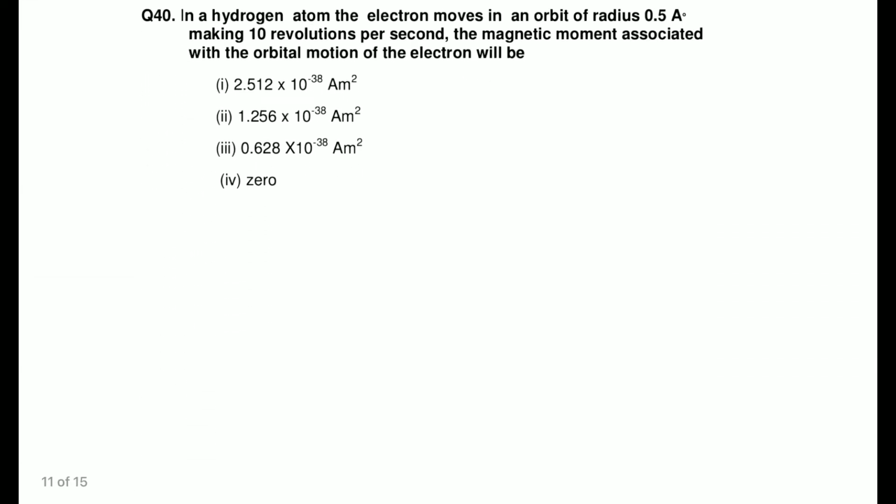Question number 40 says, in a hydrogen atom, the electron moves in an orbit of radius 0.5 angstrom, making 10 revolutions per second. The magnetic moment associated with the orbital motion of the electron will be. Now this type of question we have already done. So basically what is happening here, you have a hydrogen nucleus and the electron is revolving around this nucleus. The radius is given to us, 0.5 angstrom.